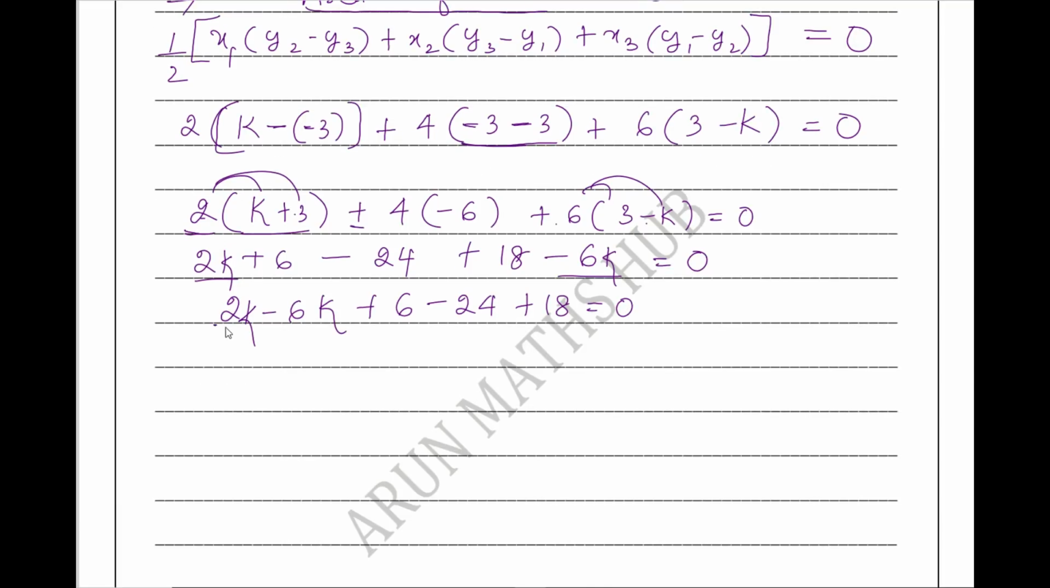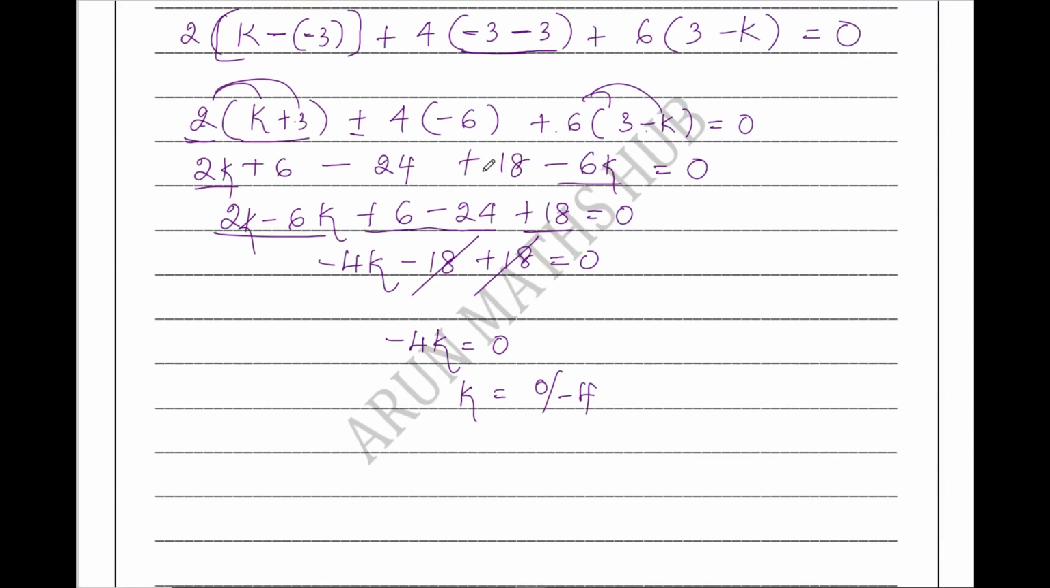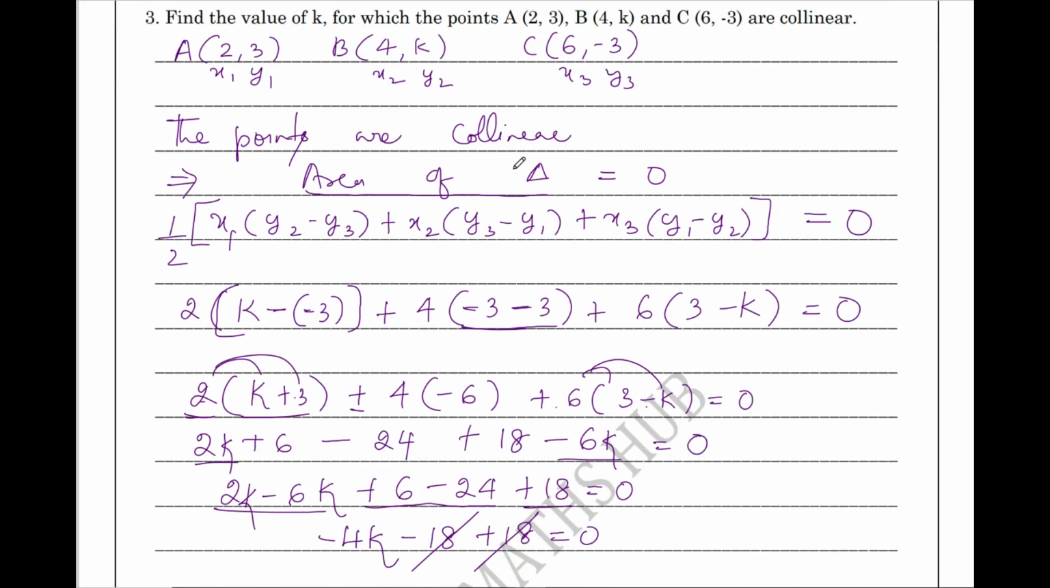Now 2k minus 6k is minus 4k. Now plus 6 minus 24, what I get is minus 18, and remaining plus 18 as it is equal to 0. Plus 18 minus 18 will cancel out. Now minus 4k equals 0. k equals 0 divided by minus 4. 0 divided by anything, what I get? What we get is 0. Therefore the value of k is 0. Students, very simple question. This kind of question will be asked in the examination.